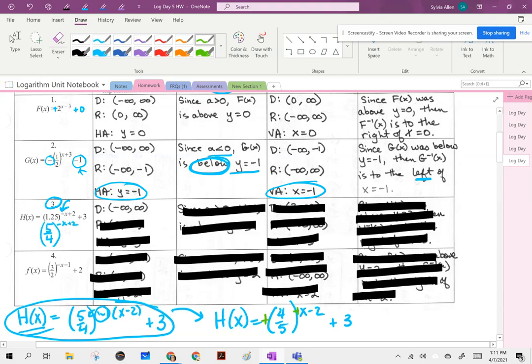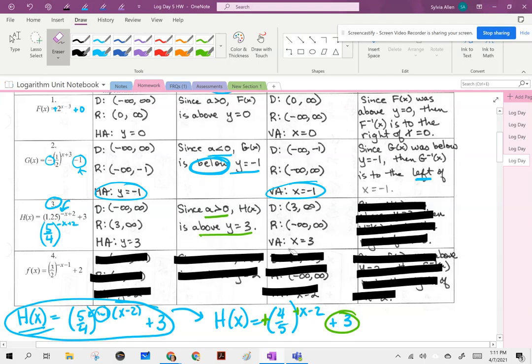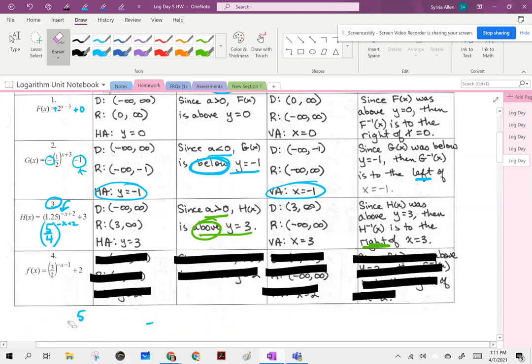Our range, this is positive, and this is our 3, so it's going to be from 3 to infinity. All right, and again, since the a value was positive, we are above. Switching gives us the inverse. And then because we were above, we are now going to be to the right. Okay. All right, so look at number 4. I want you to practice rewriting this without this -x. And then answer the questions.